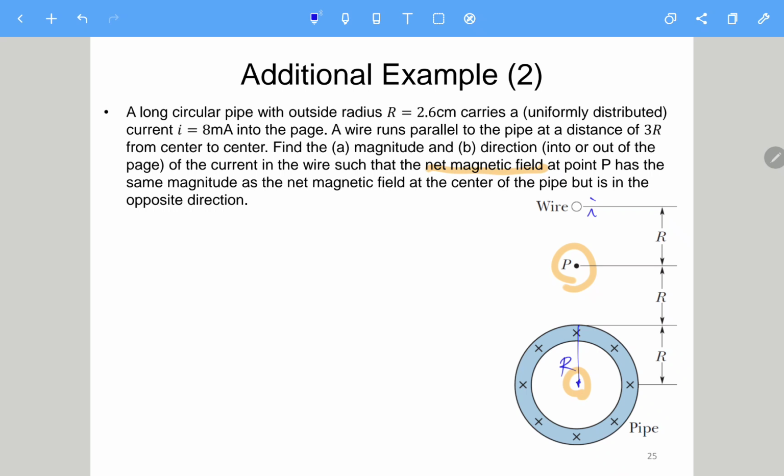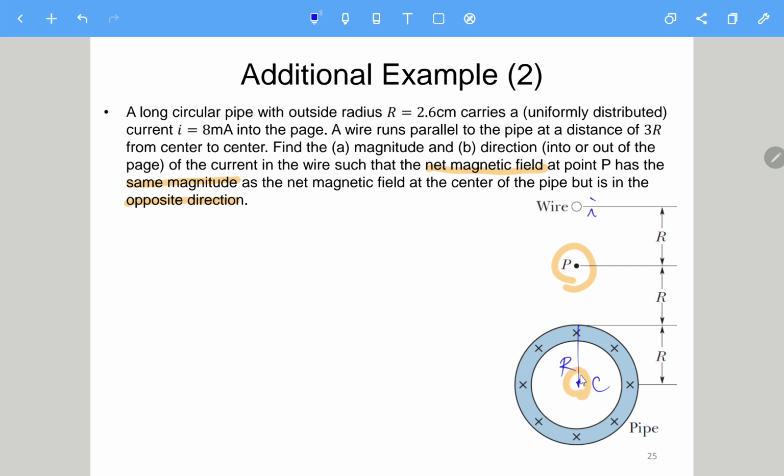So this one we call the center. These two points have the same magnitude of B field, but they are pointing in opposite directions. So first, let me consider the B field at here.